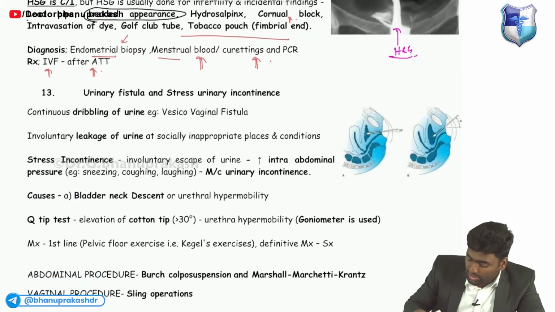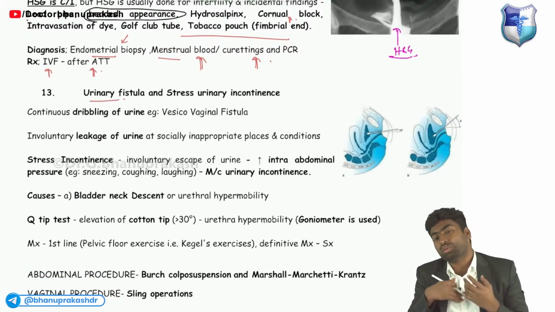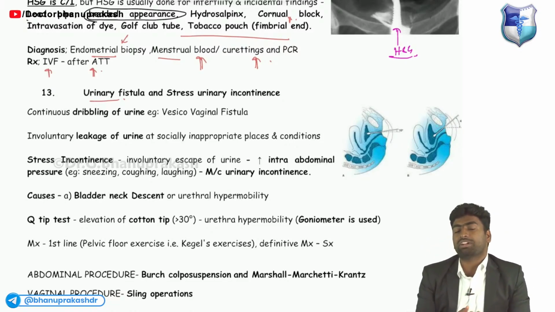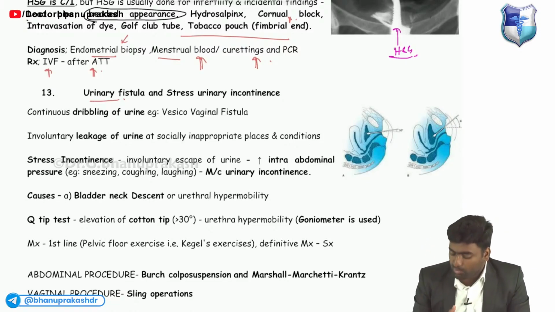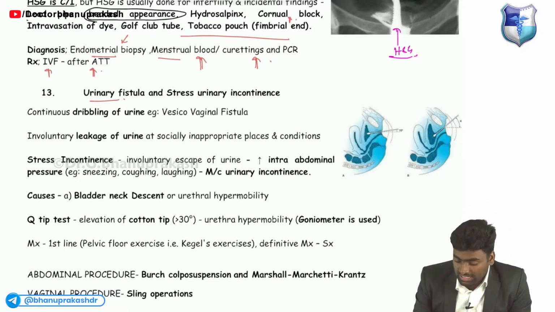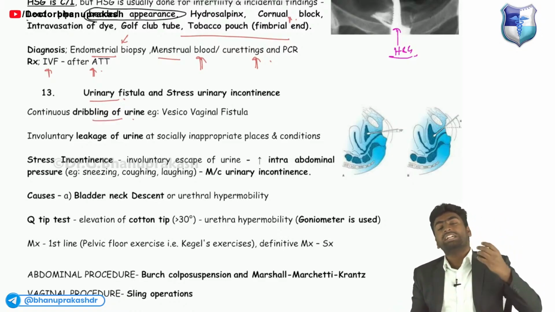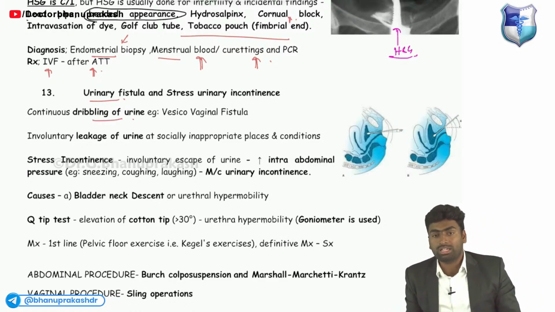And next about this urinary fistula. If you see about this urinary fistula, the most common cause of urinary fistula in India is this obstruction of the labor. The most common cause of urinary fistula in India is this obstructed labor. Fine. And in a case of urinary fistula, if you see, there is a continuous dribbling. It won't stop. Okay, urine won't stop.